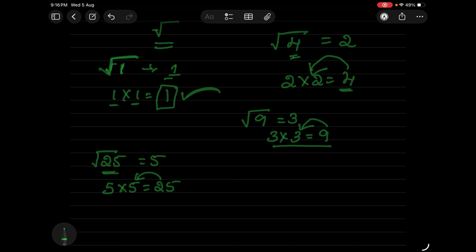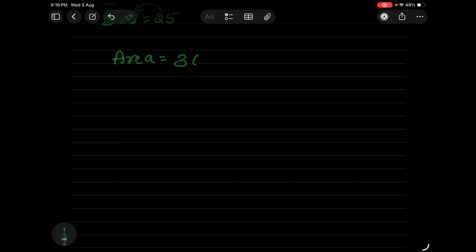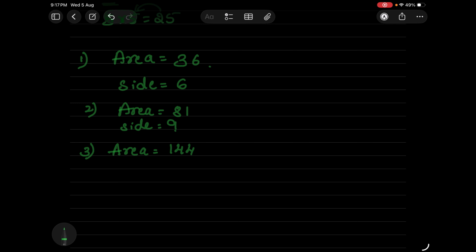Easy, right? Let's play a quick game. I will tell you the area. You will tell me the side. Ready? Area is equal to 36. Then what is the side? Think. Exactly. Side is equal to 6. Now one more. Area is equal to 81. What is the side then? Exactly. It is 9, because 9 times 9 is 81. One more. Area is equal to 144. Can you guess the side? Exactly, it is 12 because 12 times 12 is 144. Excellent. You're already finding the square roots mentally.